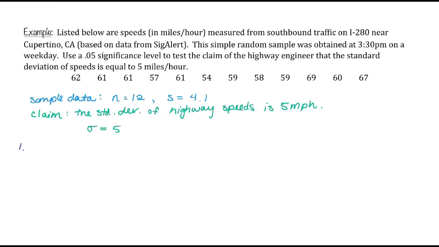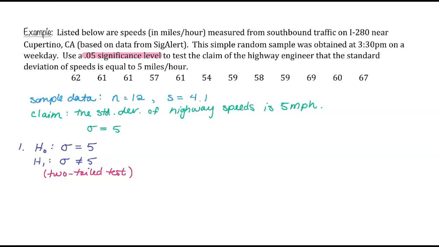Working on our null and alternative hypotheses, our null hypothesis is a statement of equality, which means at this time the null hypothesis that sigma is equal to 5 corresponds with the claim, and the alternative hypothesis will be the statement that sigma is not equal to 5, that the standard deviation is not 5 miles per hour. Because of this, we know that we're going to have a two-tailed test, and we're asked to use 0.05 as our significance level. So alpha is equal to 0.05.